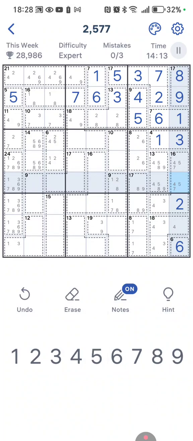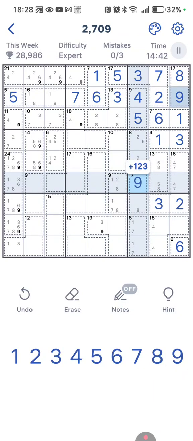4, 4, 5. Could be 5. So take away 2, then it's 14. 4 and 7 would be 3. 5 and 7 would be 2. So it can't be 5 and 7. It has to be 4 and 7. In that case, that has to be 3. That can't be 4. If that has to be 4 and 7, then this has to be 5 and 8.